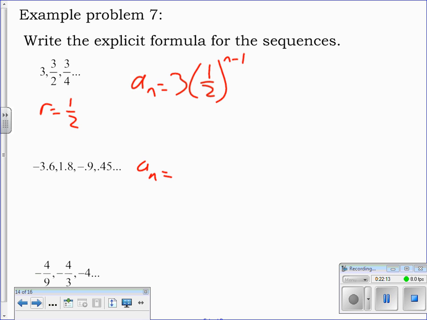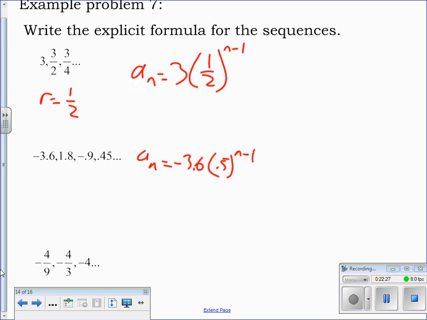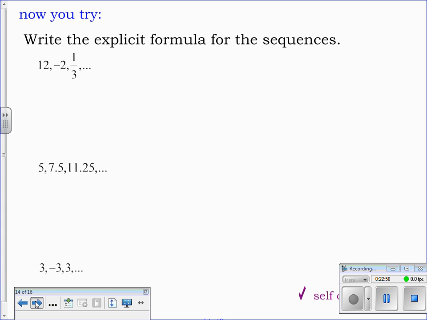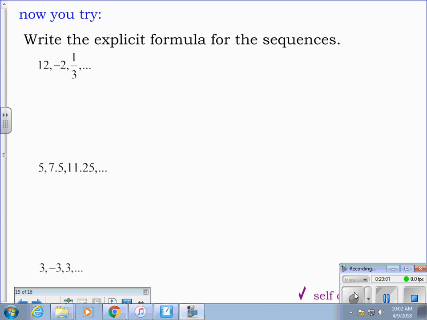A sub n, and r was what? Negative 0.5 on this, right? Negative 3.6 times negative 0.5 to the n minus 1. So this one here, we figured out r was 3. So a sub n is negative 4/9 times 3 to the n minus 1 power. That's it. It's just plugging in a sub 1 and plugging in what r was. We already figured out r for those other ones. Okay, so do those.